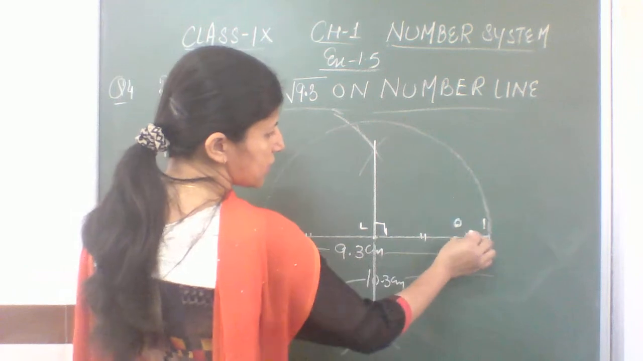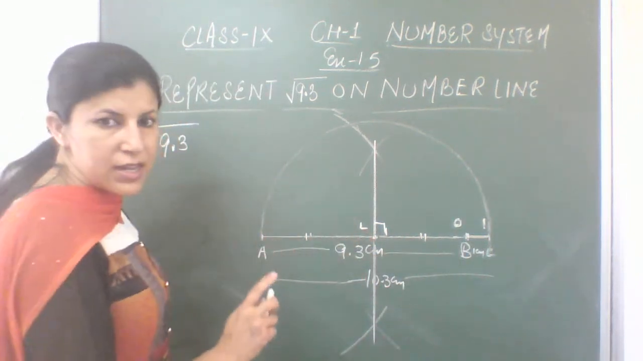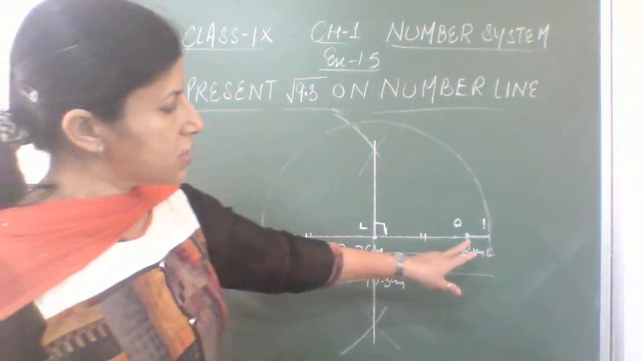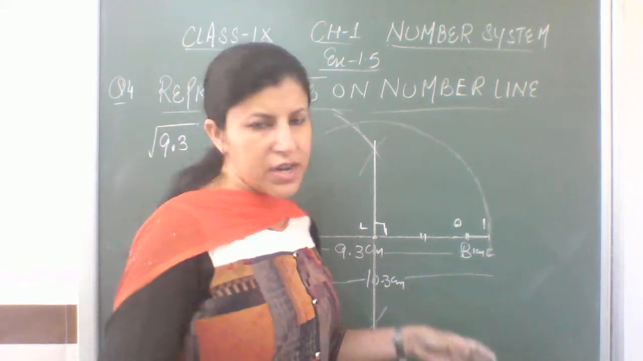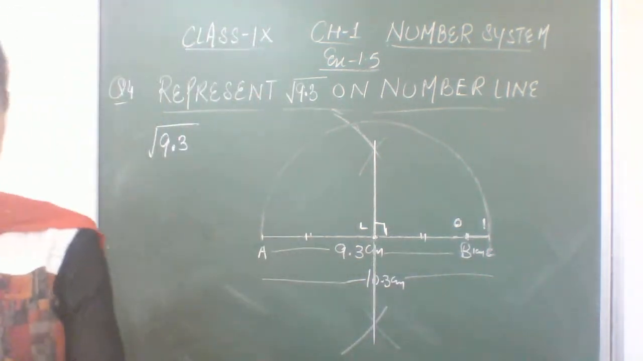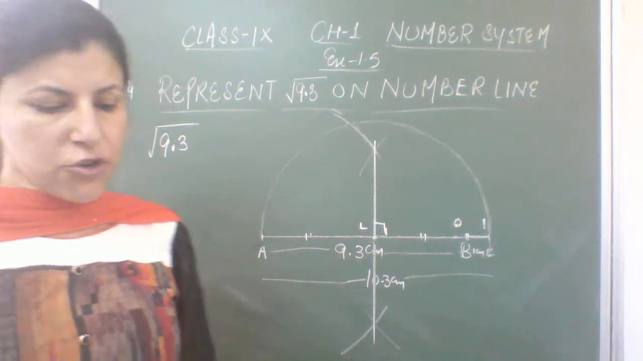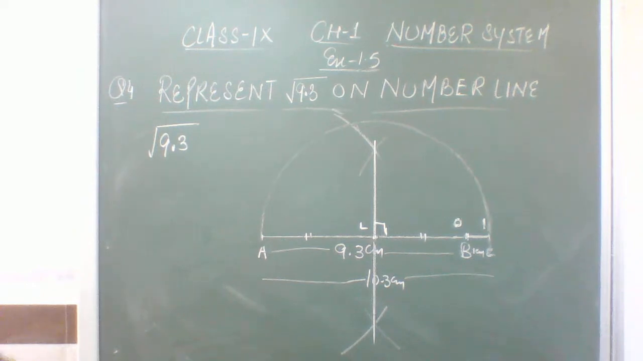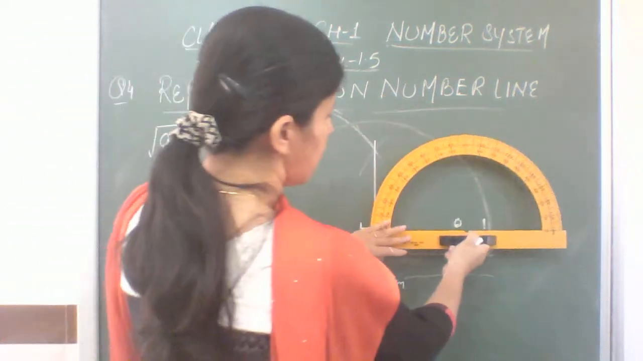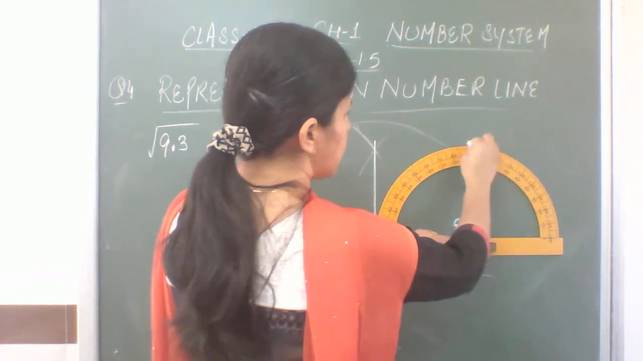This is our semicircle with center L and radius AL. Now we have to construct a 90-degree angle at point B. Either you can use a protractor or you can use your compass, whichever you find easy. I am using my protractor here. Place it at B, and this is 90 degrees.